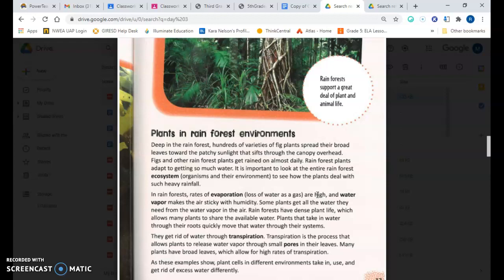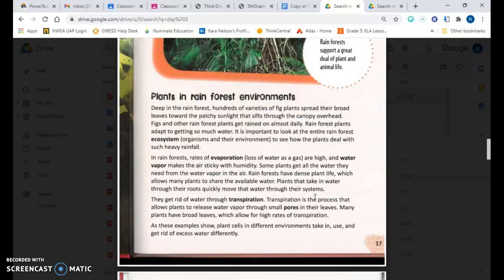It is important to look at the entire rainforest ecosystem, the organisms and their environment, to see how the plants deal with such heavy rainfall. In rainforests, rates of evaporation, or loss of water as a gas, are high, and water vapor makes the air sticky with humidity. Some plants get all the water they need from the water vapor in the air. Rainforests have dense plant life, which allows many plants to share the available water.